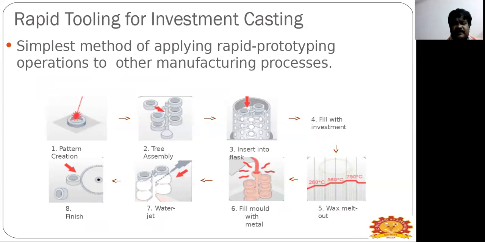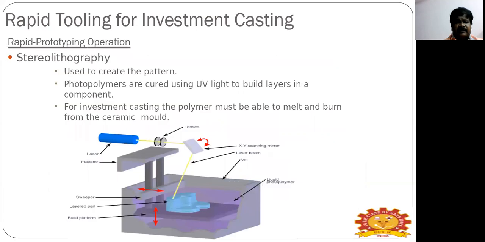Here for investment casting, we can see the simplest method of applying rapid prototyping operations to other manufacturing processes. First, the pattern is created; second is the tree assembly; third, we insert it into the flask; fourth, we fill with the investment; fifth, we can see the wax melt out; sixth, we fill the mold with the metal; seventh is the water jet which is impinged; and eighth is the finishing. So this is rapid tooling for investment casting.